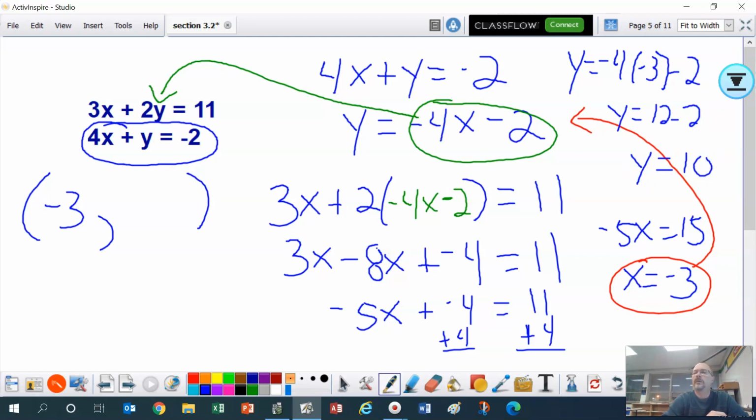I don't know if I did that right. Hold on here, let's see. All right. Yes, it is correct, ladies and gentlemen. That is a 10. So that gives us (-3, 10).